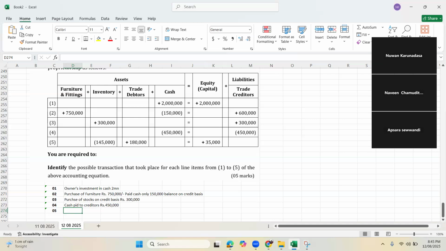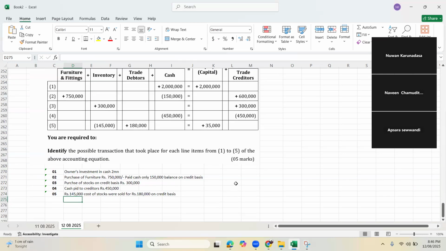Very good. Rupees 145,000 cost of stocks. Stocks were sold for 180,000 on credit basis. Very good. Here you're having a profit of how much? 35,000. Right? Here you're having a profit of 35,000.